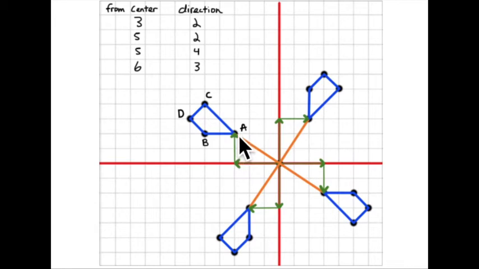So A ends up here, and then A is going to rotate 90 degrees over to this point right here. So it's 3 units from the center of rotation along the axis, and 2 units in the direction of rotation. And then A is going to rotate again 90 degrees to right here. So it's 3 units along the axis, and 2 units in the direction of rotation. And finally it's going to rotate again to this point right here. So 3 units from the center of rotation along the axis, and 2 units in the direction of rotation. Do it one more time, you end up back where you started.